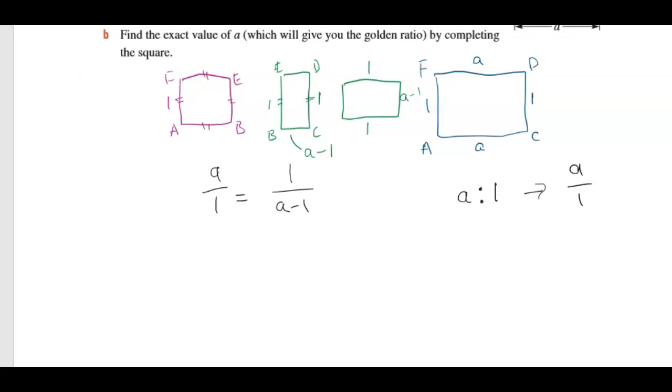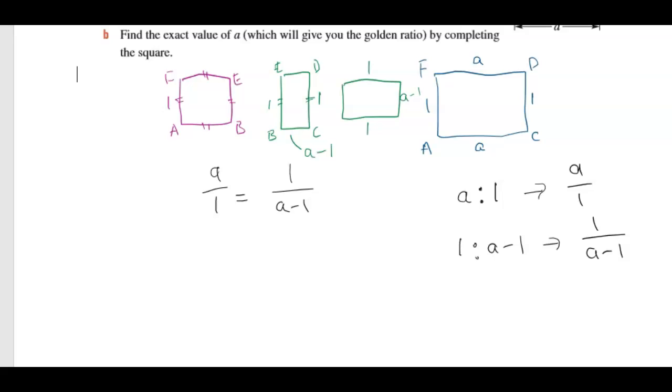But we're dealing with the letter A. So that could be the length. Let's now look at the width. So now we've got 1 to A minus 1. Okay, so keep the sides the same. So we wrote the blue shape first and then the green. So we write the blue first and then the green. And then if we want to write that as a fraction, we put the 1 on top and then the A minus 1 on the bottom. Remember, these are just ratios.